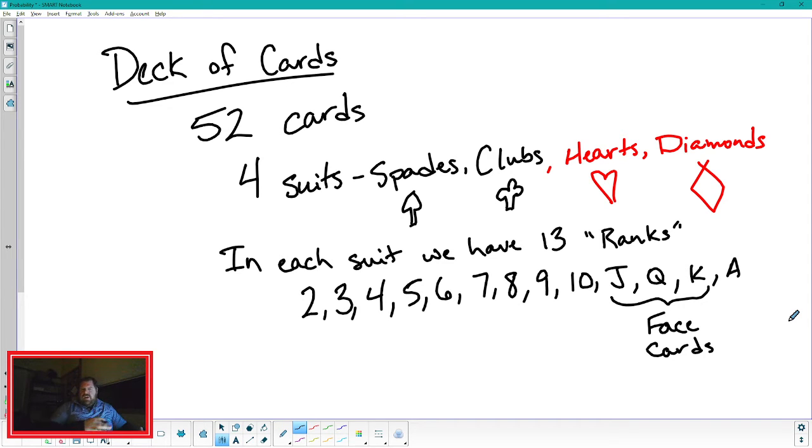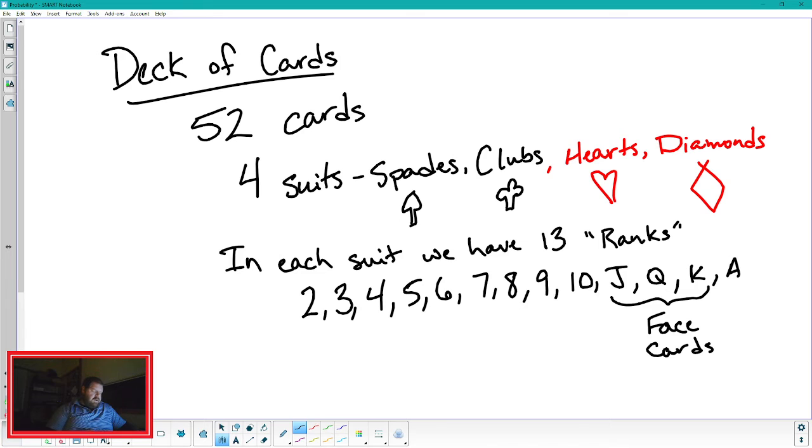Okay, so all that together means that there's 4 2s, there's 4 3s, there's 4 of every one of these ranks in a deck of cards because there's 1 for spades, 1 for clubs, 1 for hearts, 1 for diamonds. Okay. And I think that's pretty good. That would give everybody a decent idea of what's in a deck of cards.